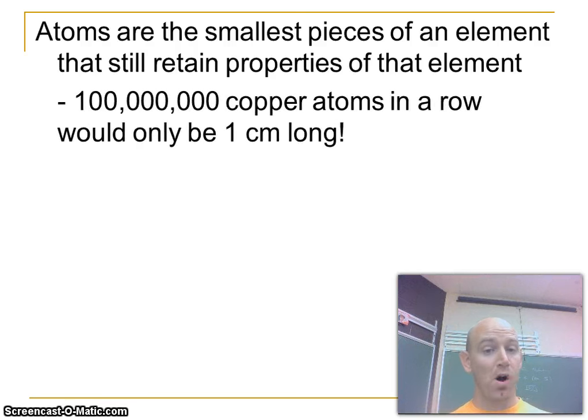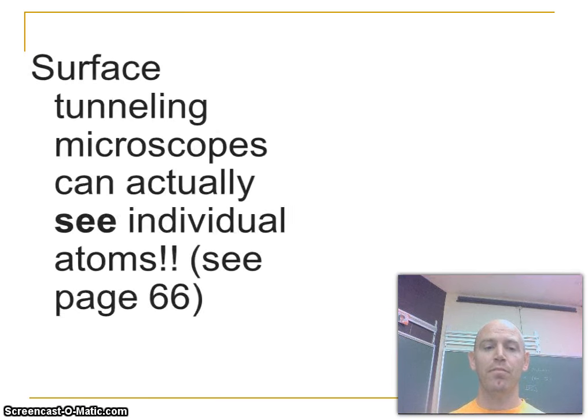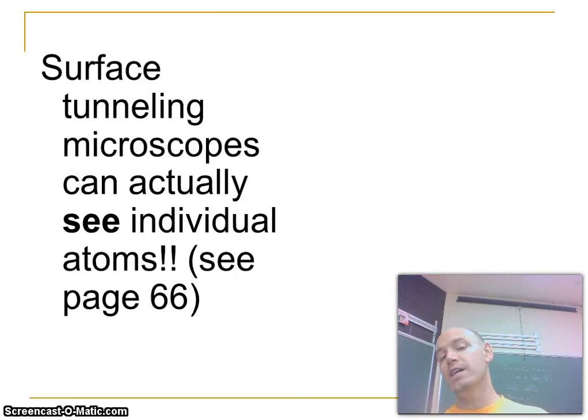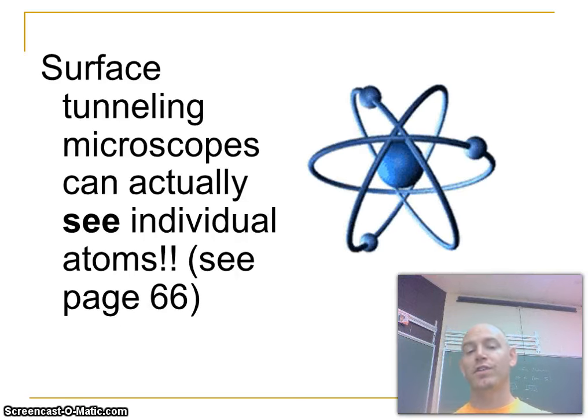Atoms are super small. About 100 million copper atoms in a row would only be a centimeter long. So think about that. 100 million in a row would only be about a centimeter. And we can actually see atoms now with surface tunneling microscopes and electron microscopes. We can actually see the individual atoms, and you can see an example of that in your book on page 66, or just type in surface tunneling microscope or electron microscope into your web browser, and you can see some cool pictures and videos.